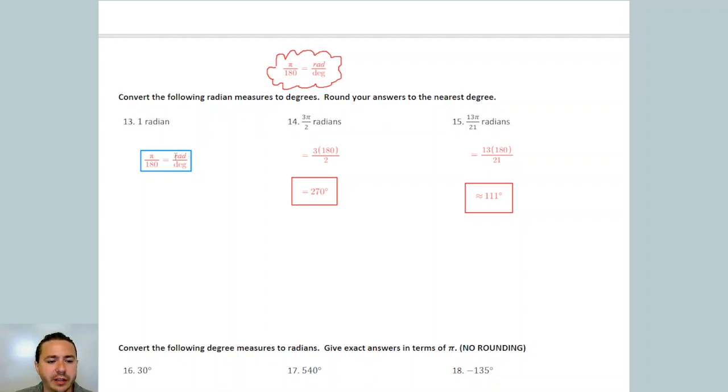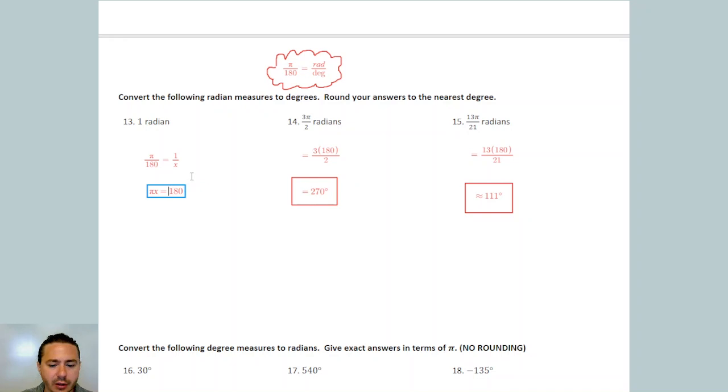So here the radian is what's known, so I'm going to put a 1 there, and then my degree is the unknown, so I'm going to put x there, and now I'm going to use the cross products property to solve this. So I can say that x times pi is equal to 180 times 1. So I'm going to say pi x equals 1 times 180, which is 180.